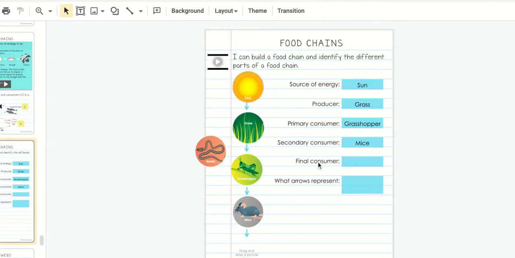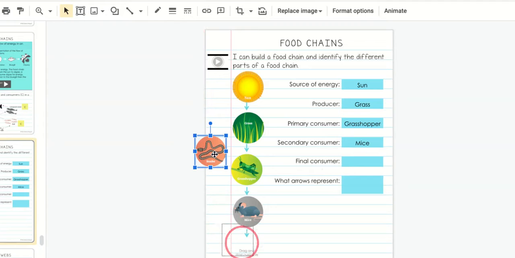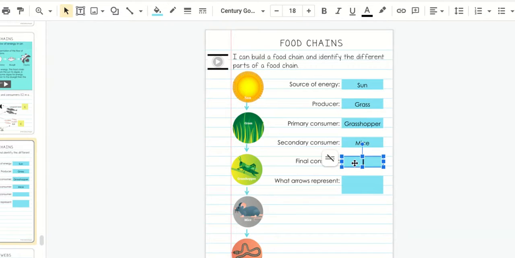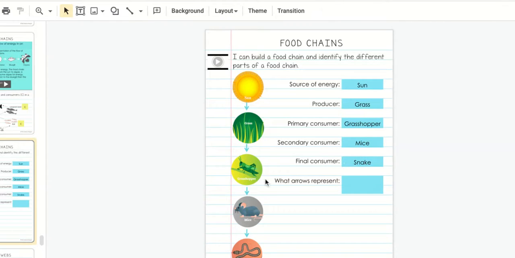And then our final consumer would be a snake. And the final consumer eats the secondary consumer. So oftentimes you'll have a first consumer, a second consumer, a third consumer, or primary, secondary, and final. You might even have a fourth or fifth consumer, depending on the food chain.